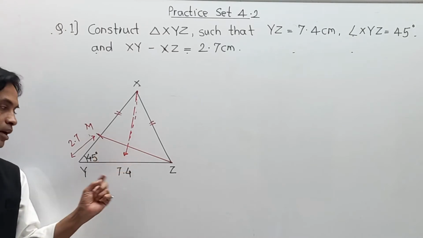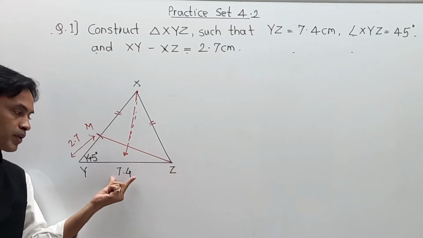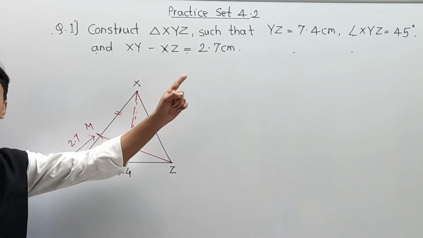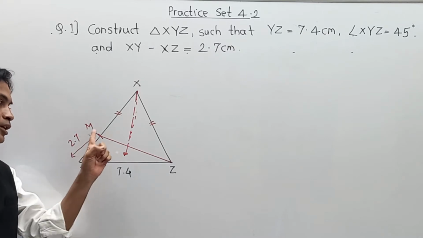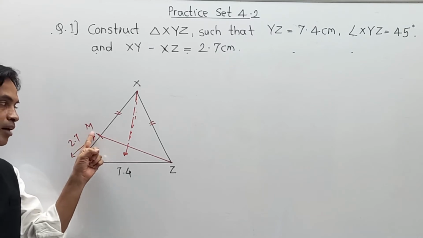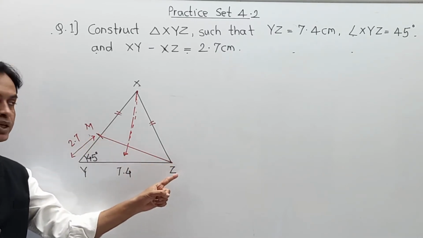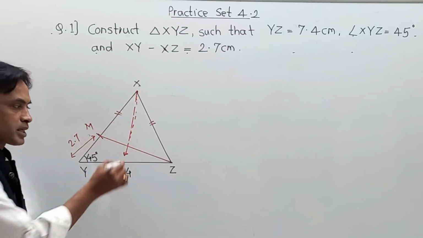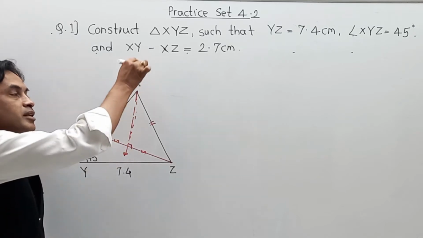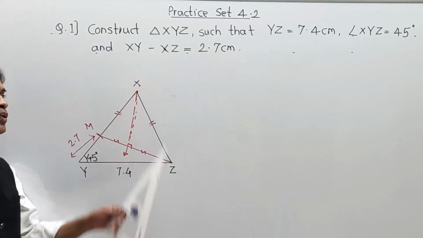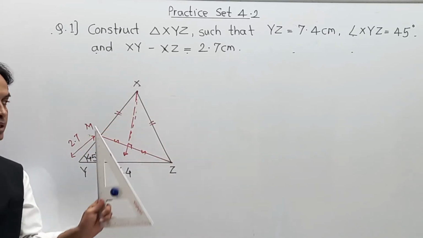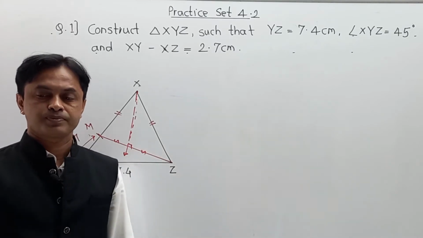So please pay attention. Our first step is to draw YZ of length 7.4 centimeter. After that we take angle Y of 45 degree, with a larger length. After that from Y to M we measure a distance of 2.7 centimeter. After that we join MZ. Next we draw the perpendicular bisector on it by construction, and when this line is drawn, it touches the ray somewhere, and that is our point X. In this way we complete the construction. So please pay attention to these steps.